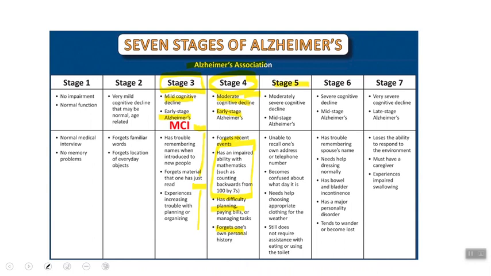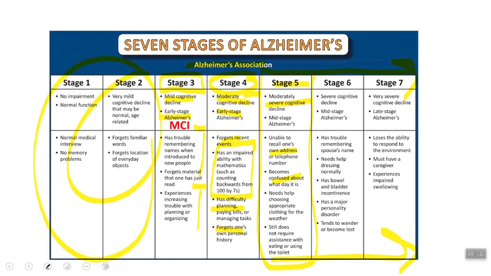Here, stage 5 is moderately severe decline. You can't remember your address, your phone number, you're confused what day it is. This right here, 5 to 7, are late stage Alzheimer's disease. So we really want to catch people right in here, right? We want people coming in, saying, hey, what can I do to fix my brain? But of course, most people are going to be coming to us in stage 3, 4, and stage 5 right here.